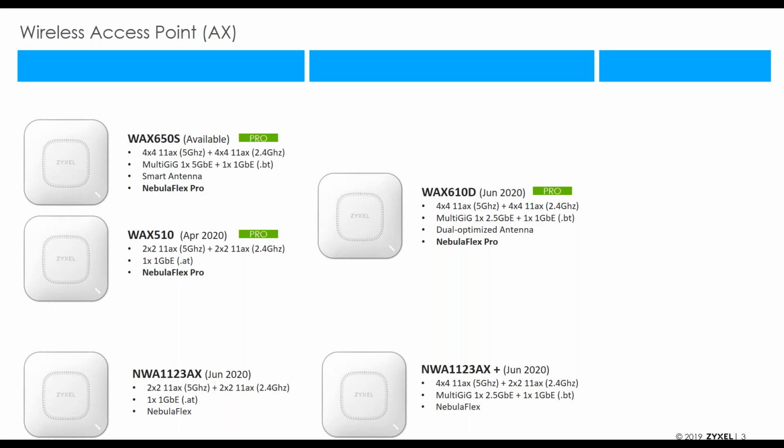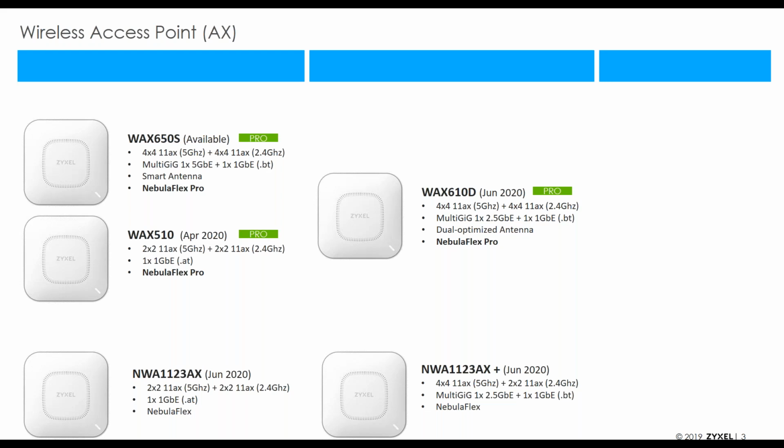All of the access points are going to be Nebula Flex enabled straight away, so you will be able to onboard them onto our Nebula portfolio. If you don't know what Nebula is, there are some previous webinars which have been recorded and are available on our website. They will show you what Nebula is and the specific feature set that it offers.